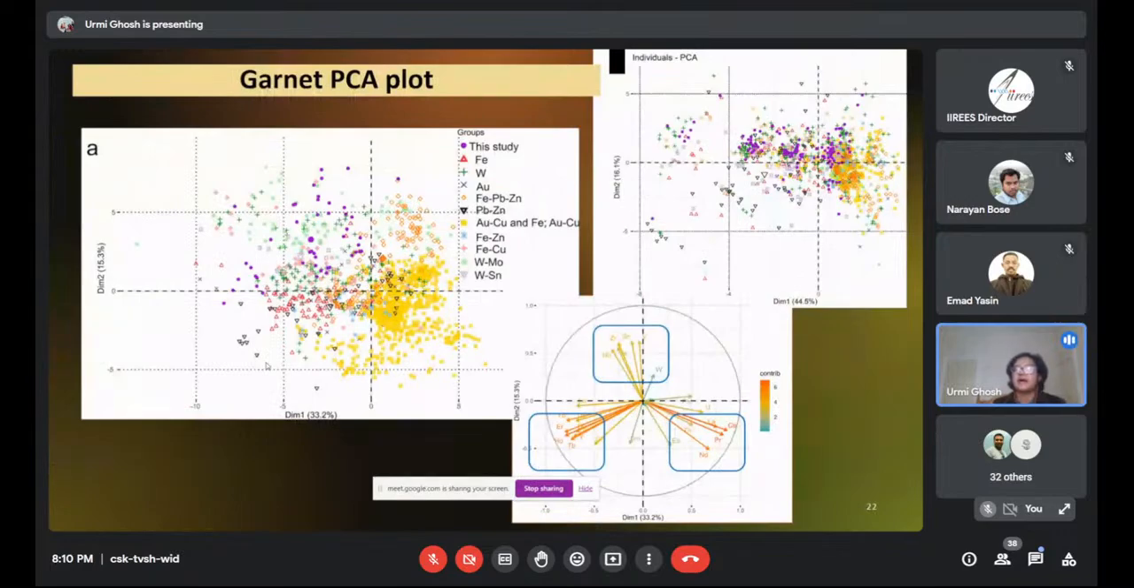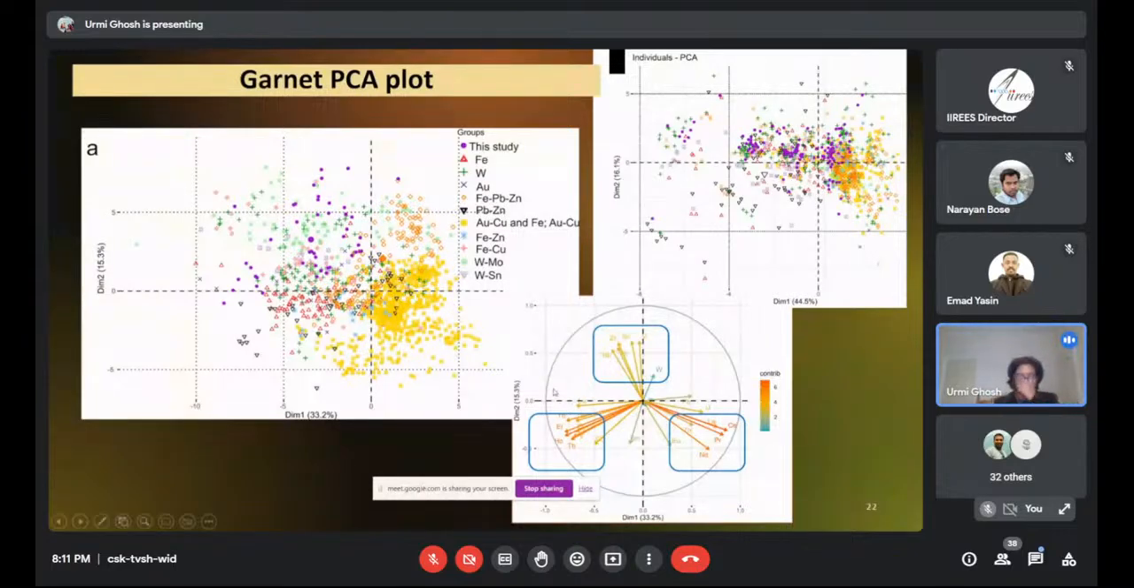So what I did is I plotted the garnet principal component analysis plot. Now, principal component analysis is an unsupervised machine learning technique where you do not tell the machine that it has to classify. I just want the machine to look at the highest variation in samples and just plot them. Principal component direction 1 will show the direction of maximum variation in composition.